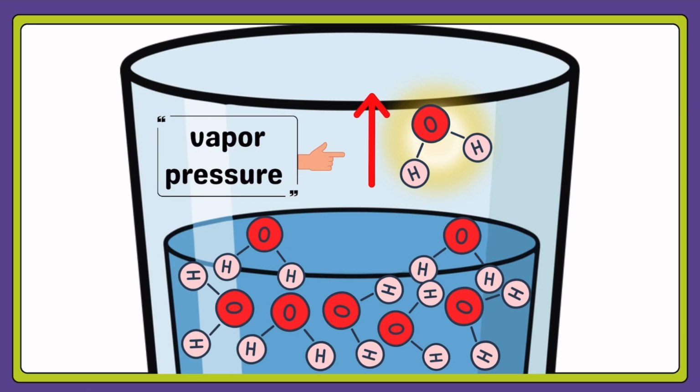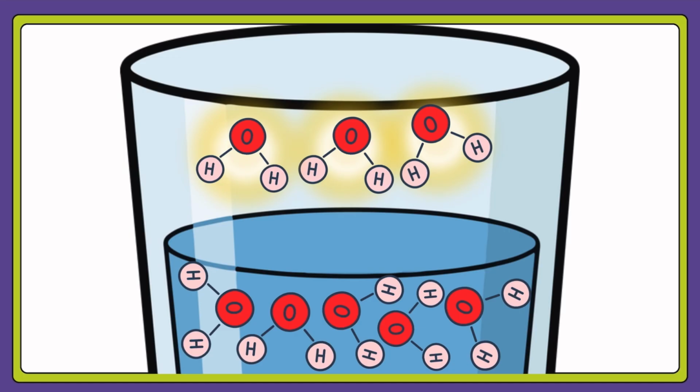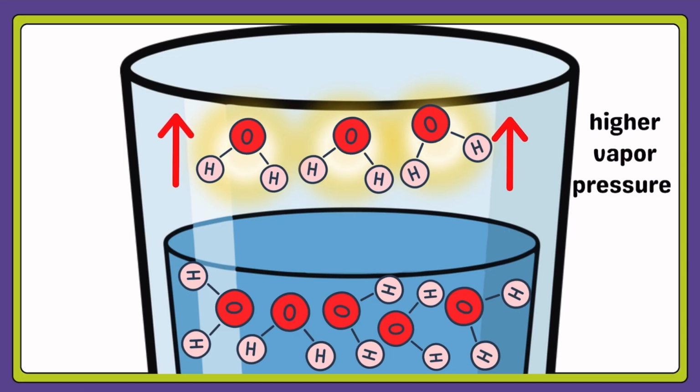It basically measures how many particles successfully escape the liquid and are now in the gas phase above it, pushing up. So more escaped particles means more pushing and a higher vapor pressure.